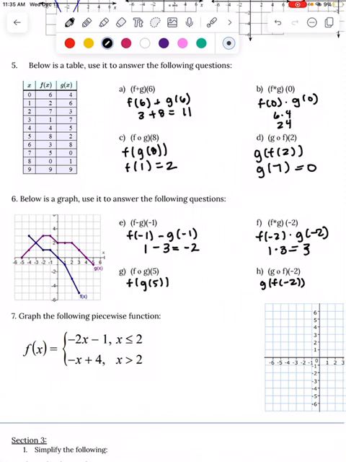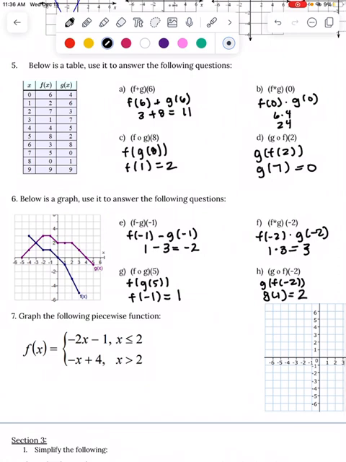All right, f of g of 5. G of 5 is negative 1, so f of negative 1 is 1. All right, f of negative 2 is 1. So g of 1 is 2.